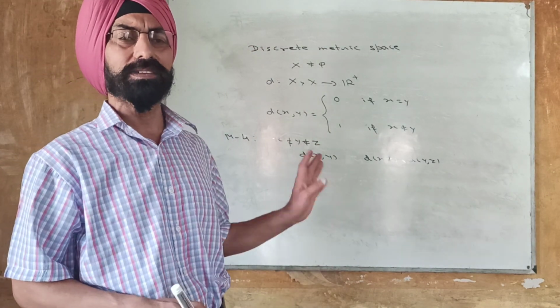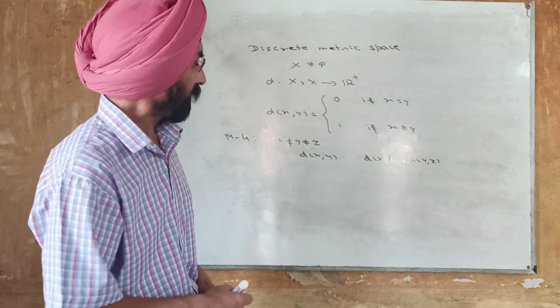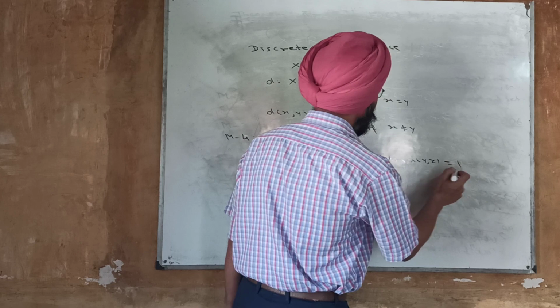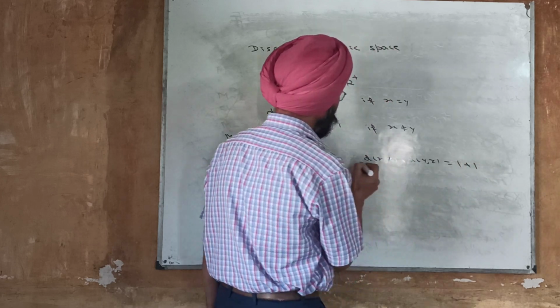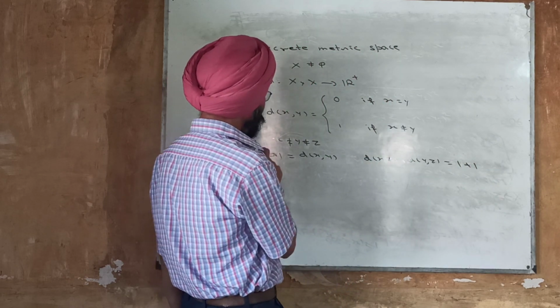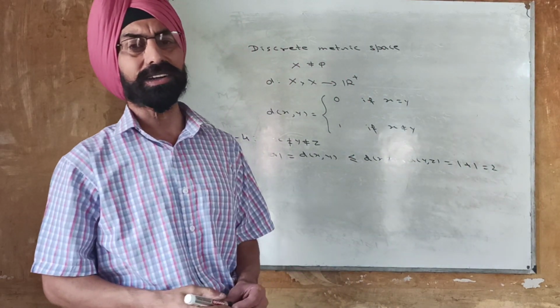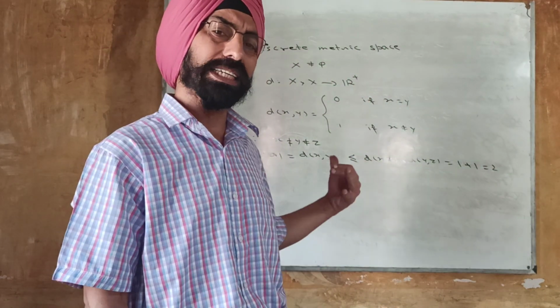Now the only case that remains is that all three are different: x is not equal to y, y is not equal to z, and x is not equal to z. Then d of xy will be 1, d of xz will be 1, d of yz will also be 1. So the left hand side is 1 and the right hand side is 2. So 1 is less than or equal to 2 is again right. So the fourth property is once again satisfied.